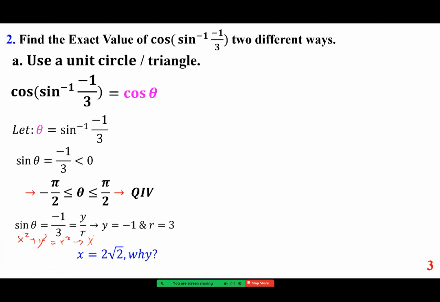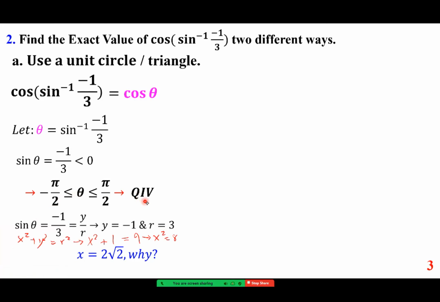So x squared plus, when we square -1, we get +1. When we square 3, we get 9. So x squared is 8, and x is 2 square root of 2. By the way, there are two answers, positive and negative. And because of the quadrant, it's positive.